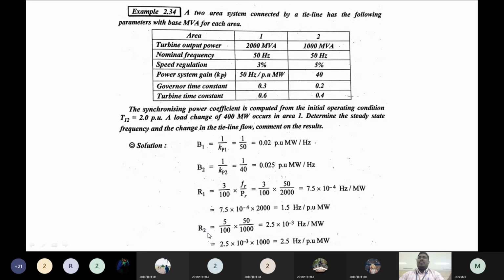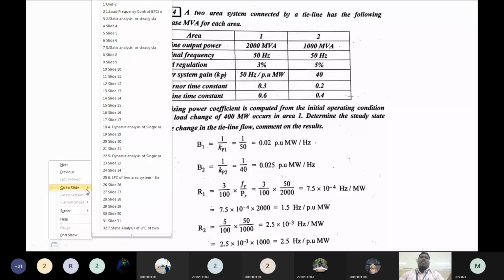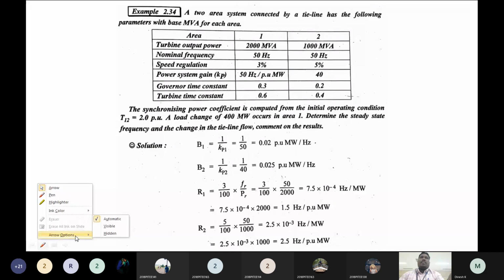And R2 is nothing but 5 by 100. The regulation in area 2 is 5%. So 5 by 100 into 50 by 100, which is nothing but 2.5 into 10 power minus 3. When you multiply by 1000, it is 2.5 hertz per unit megawatt.